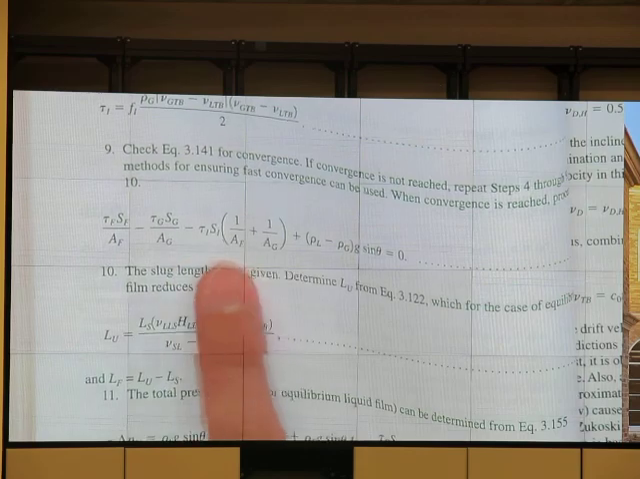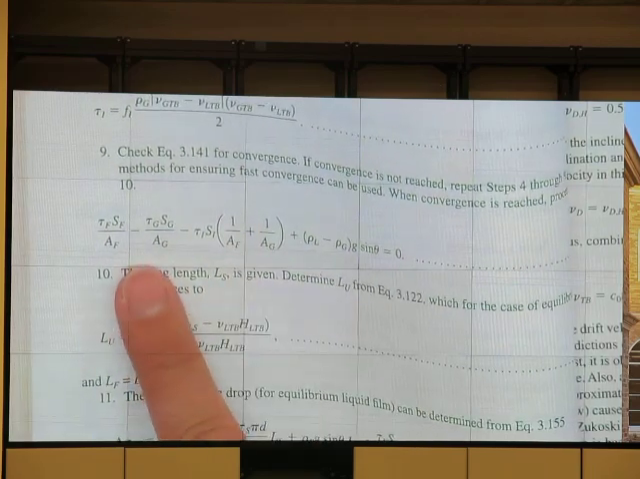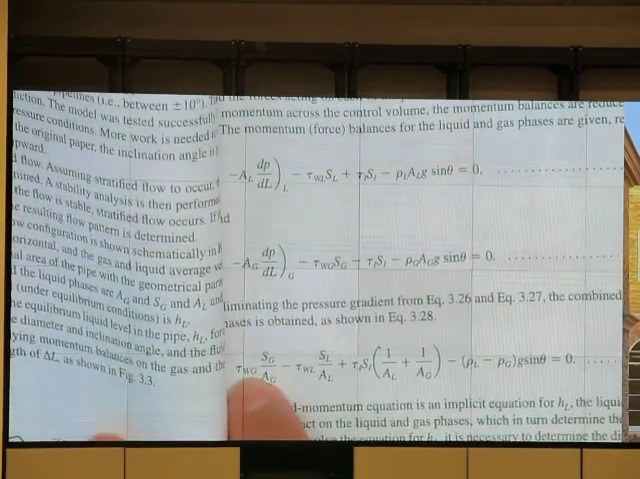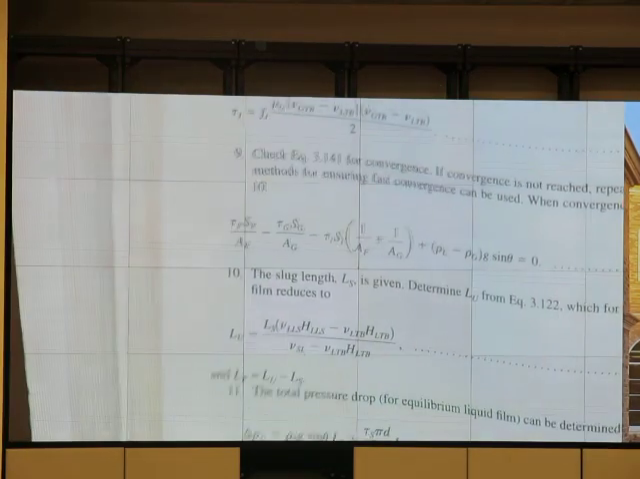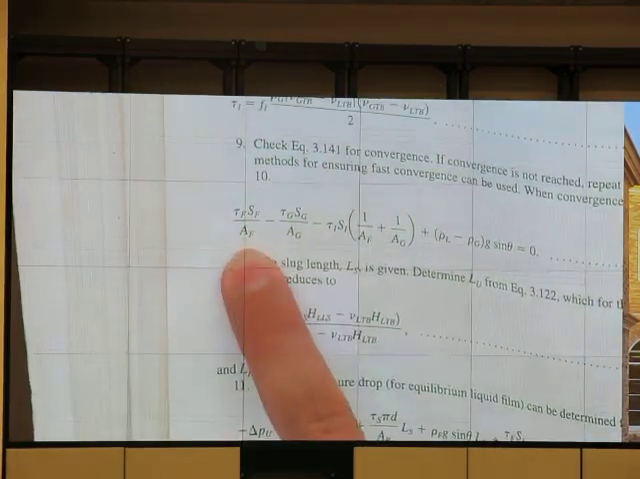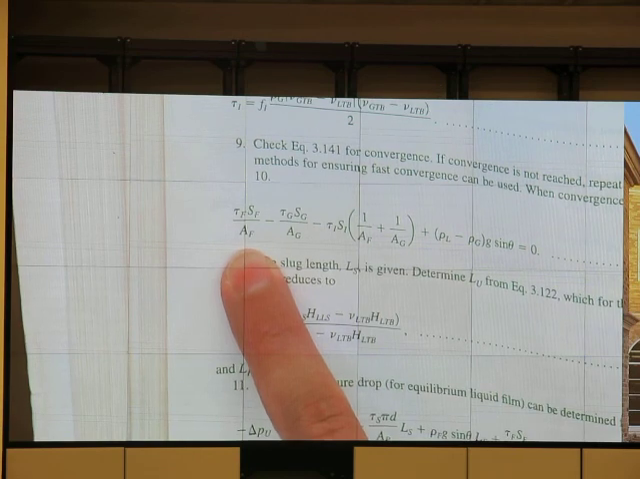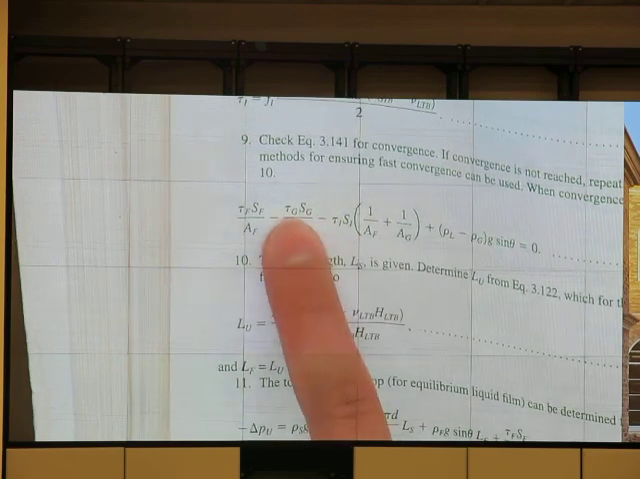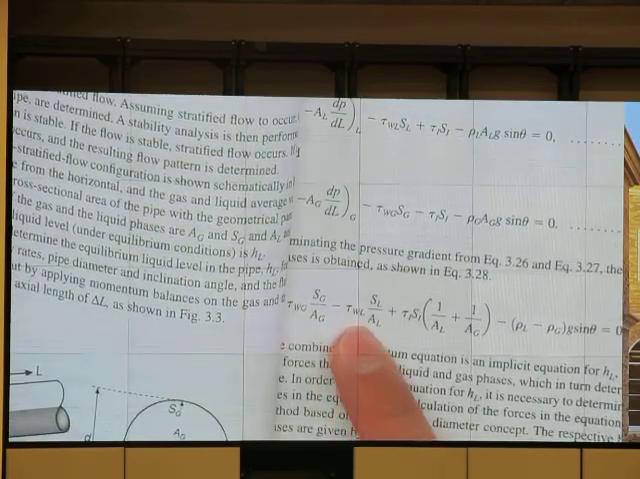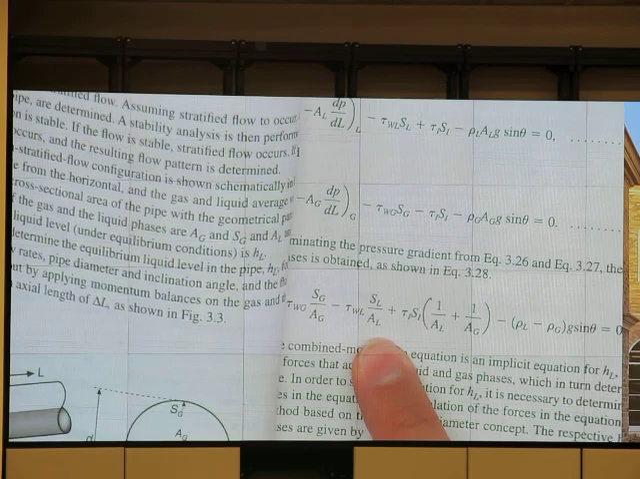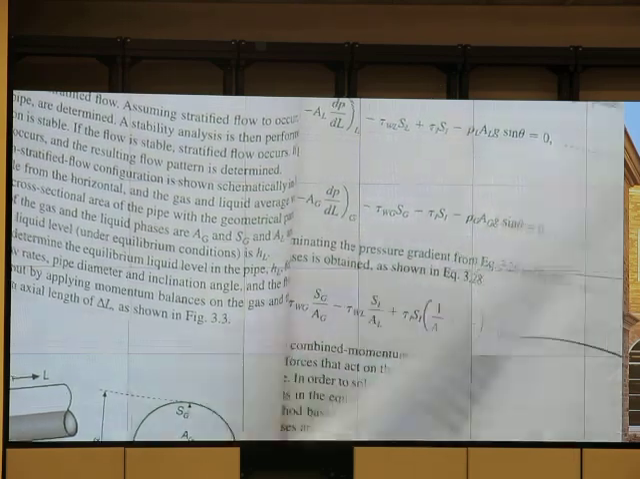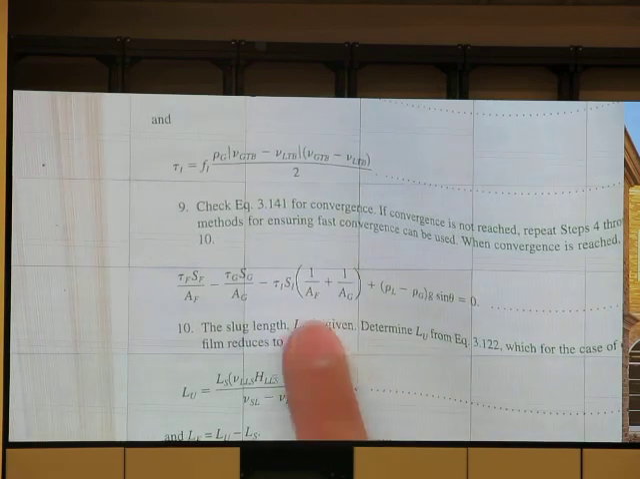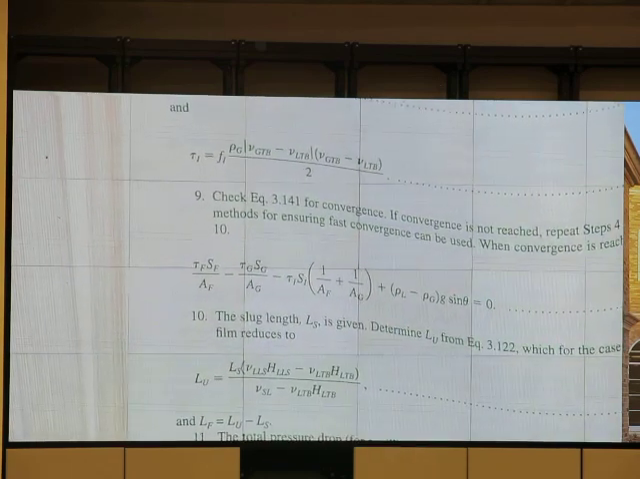Is this the same thing? This one has tau WG, SG over AG. This one has tau F, SF over AF. Okay, a little bit different. It looks similar, right? Minus tau GSG. Okay, this one doesn't have that. This one has minus tau WL, SLAL. Plus A something. This is minus something. So it looks similar, but not exact.